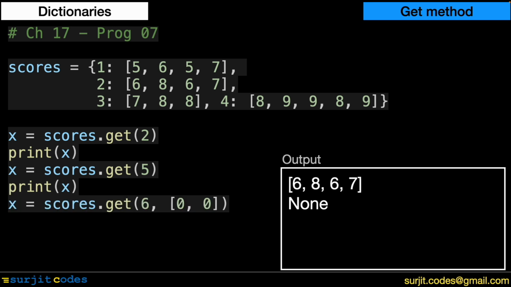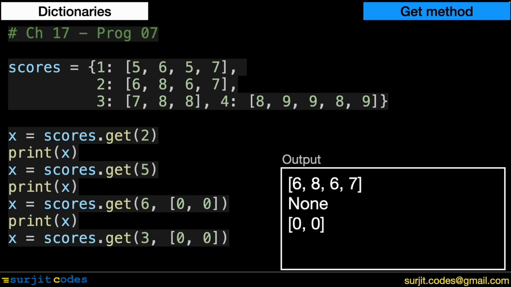We can also give a default value as the second parameter of get. 6 is also not a valid key, but instead of none, we get list 00 as the output this time. However, 3 is a valid key, so default value is ignored and we get value for key 3 in X, that is the list 788.